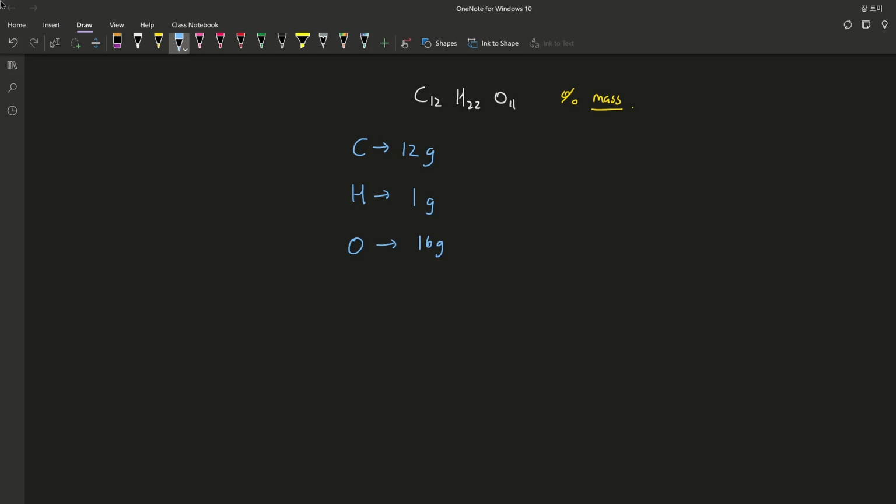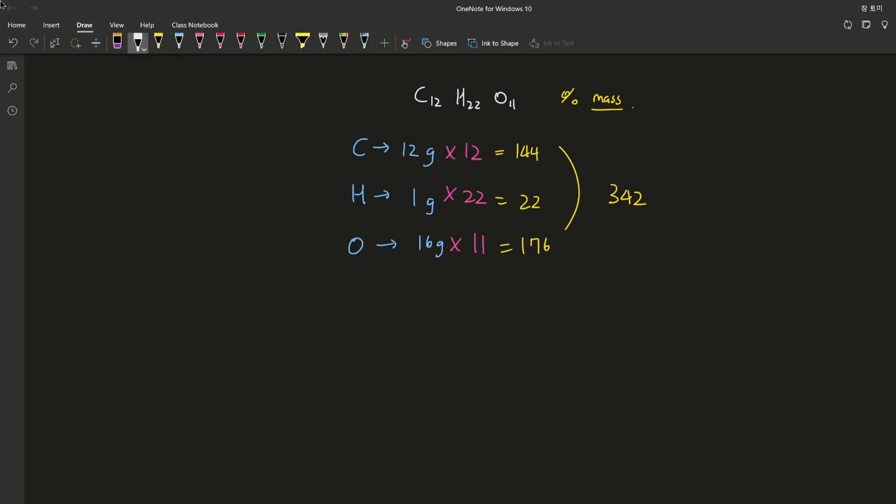So we can see that there are 12 carbon. So if we take 12 grams, we have to multiply that by 12, and we see that there are 22 hydrogen, so we would have to multiply that by 22. We see that there are 11 oxygen, so we would have to multiply that by 11. That will give us 144. That will give us 22, and this will give us 176. Now to find the total, we would have to add all of these three to get 342.